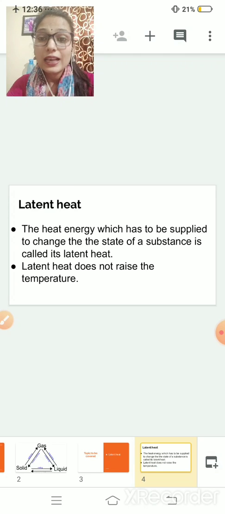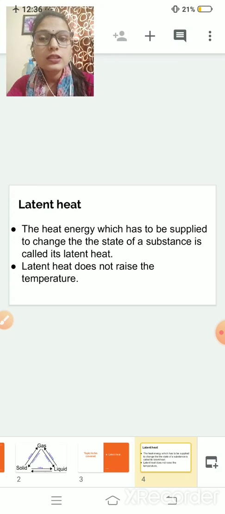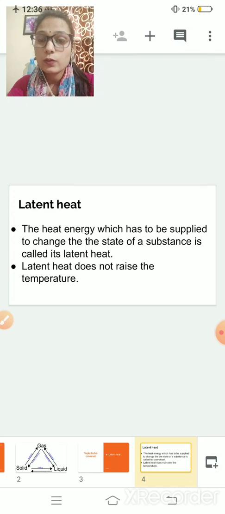What is latent heat? Latent heat is a heat which has to be supplied to change the state of matter. See, there is one main property of latent heat, and what is that? Yes, latent heat does not increase the temperature. Clear? That's why it is known as a hidden heat. Why? Because we are applying heat, but it will not change the temperature. Because we are using that heat to change the state of matter.